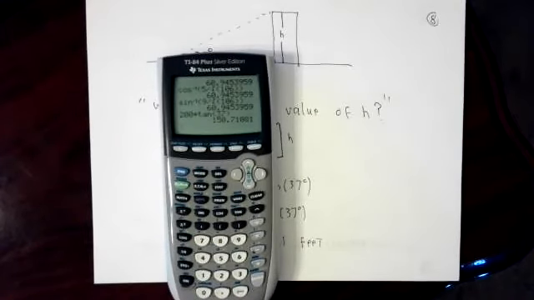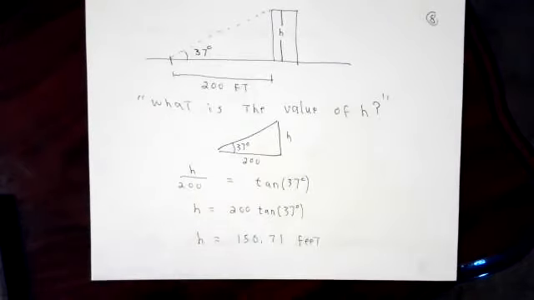Which works out to be about 150.71 feet. So this kind of problem, calculate the height of buildings problem, the way this is set up, it practically yells, calculate tangent of 37 degrees at you. And then once you've done that, you can easily get the height of the building.